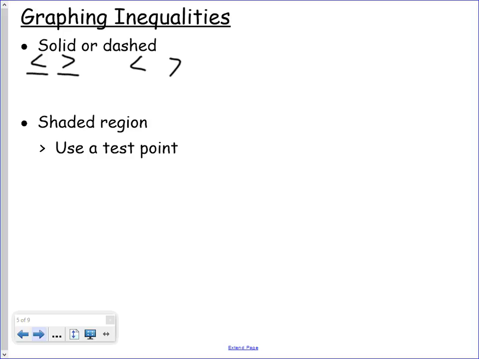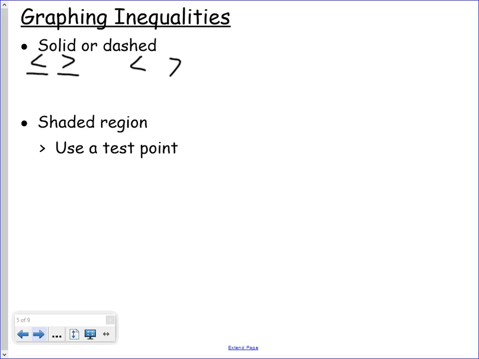Now, as for the shading piece, which you guys mentioned, some of you have some different rules from previous math classes that you can work with and utilize, and if you have those rules to help you decide where to shade, you're free to use them as long as you're shading in the correct location.